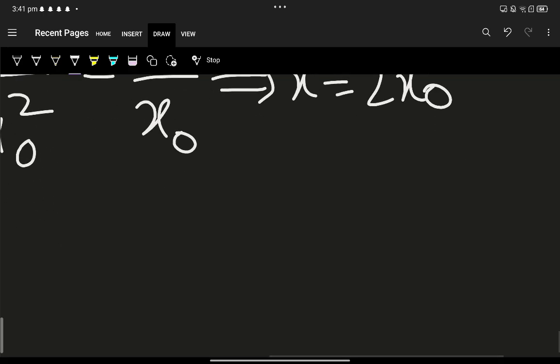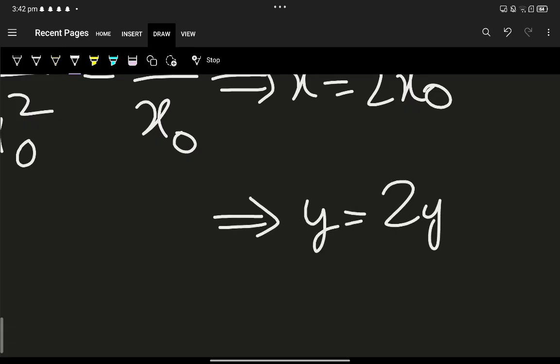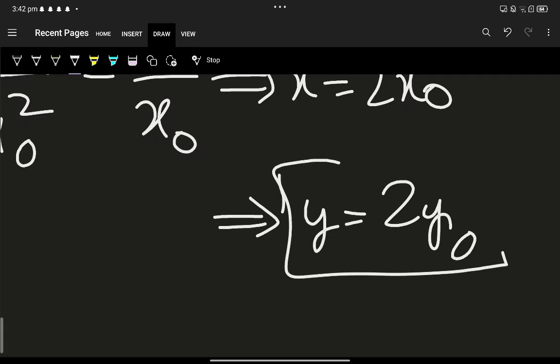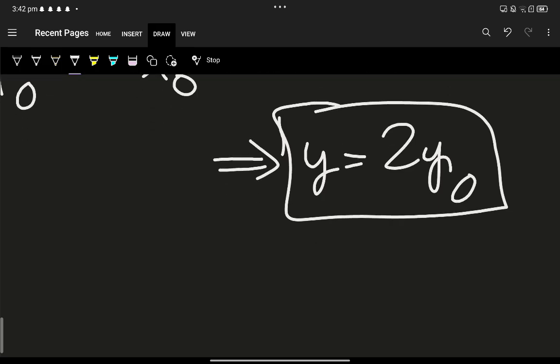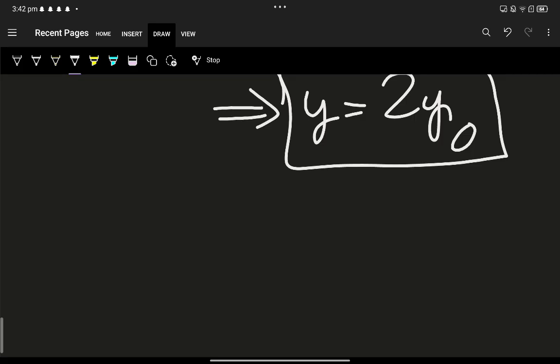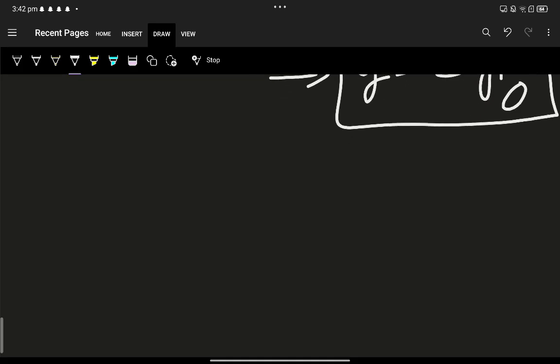And once we find out the x-intercept, we will not go to find the y-intercept right over there. Instead, what we'll do is we'll use the concept of symmetry to just say y is equal to 2y naught, and this is by the concept of symmetry, right? So the shortcut to find the y-intercept is to use the symmetry. Okay, and how, we'll just explain it. So I'll just write symmetry explanation.